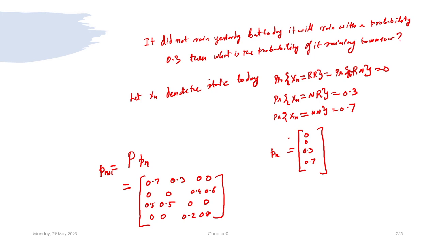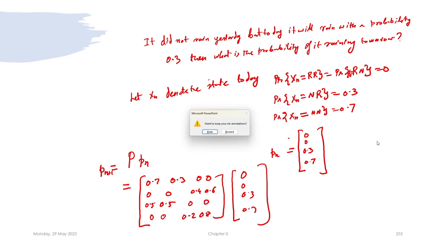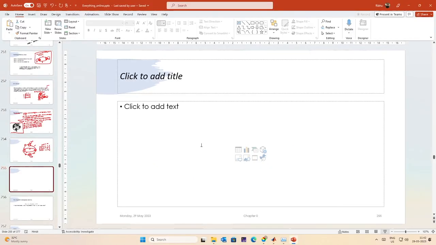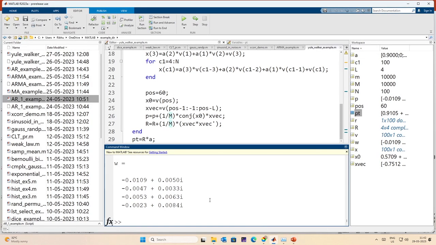This. So, times 0, 0, 0.3, 0.7. So, we have to calculate this. So, let us do that quickly in MATLAB.